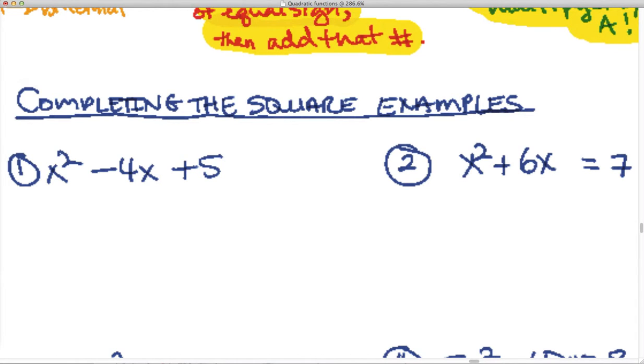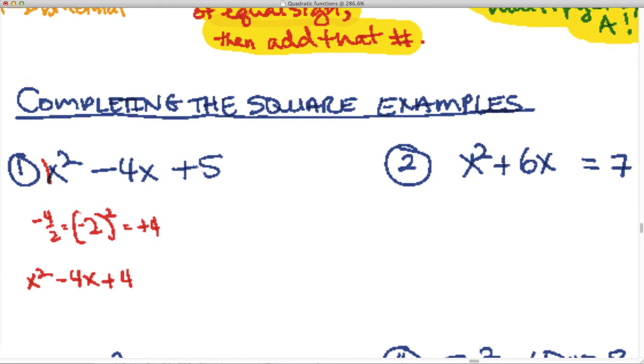If I have something like this in a problem, the first thing I do is I look at the coefficient of the x squared, and it is a 1, so I'm good to go. So what I do is I take half of this b term and square it. So negative 4 divided by 2 equals negative 2. And then when I square that answer, I get a plus 4, right? So what I do is I write x squared minus 4x plus 4.